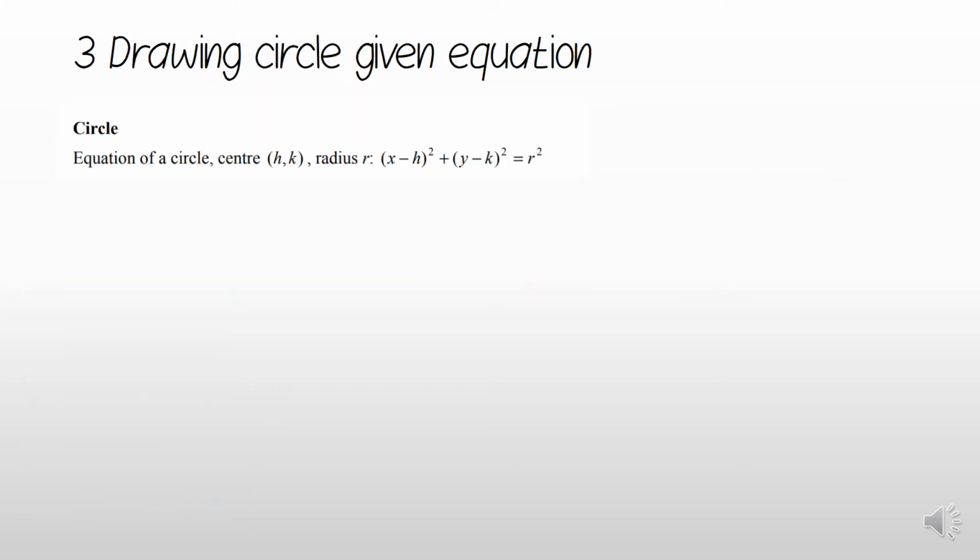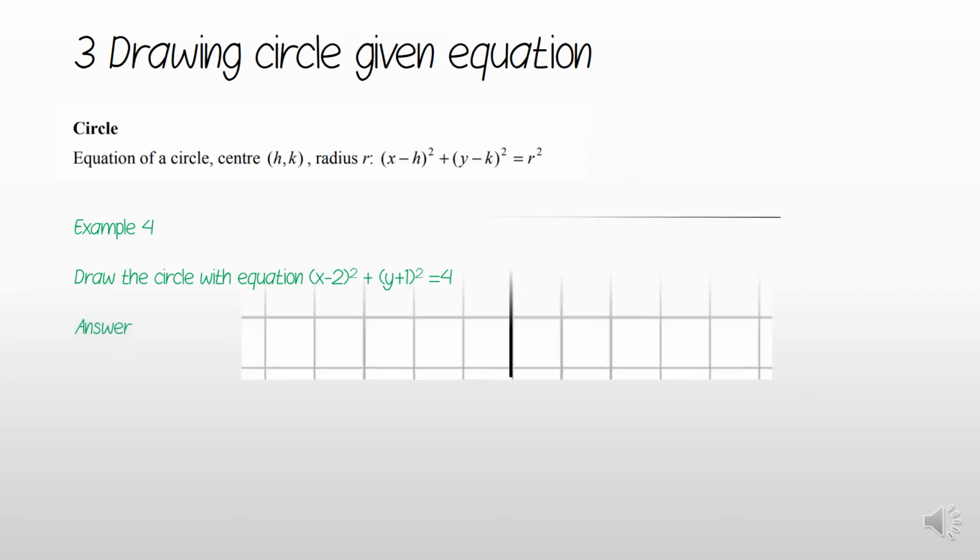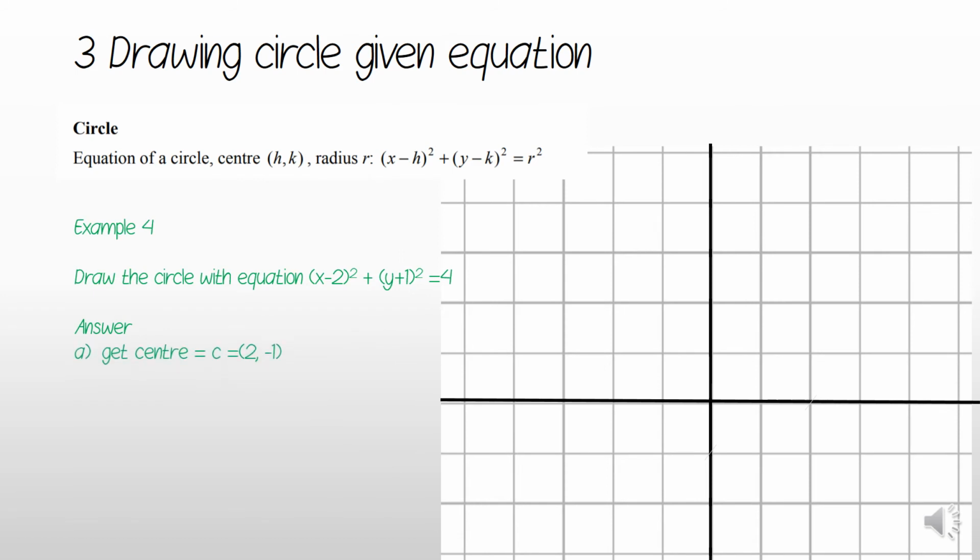Another scenario is when you have to draw the circle given the equation of the circle. So we illustrate this with an example. So the example is draw the circle with the equation (x minus 2) squared plus (y plus 1) squared equals 4. So first step, we have to find the center from the equation. So we did this before, so to get the center, we simply have to read these values. So we take the -2, we change its sign to +2, and then we take the +1, we change its sign to -1. So the center is (2, -1).